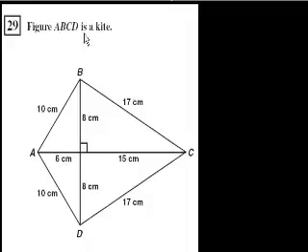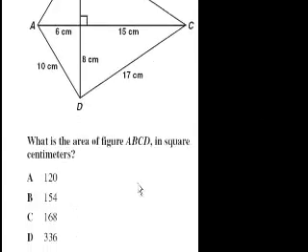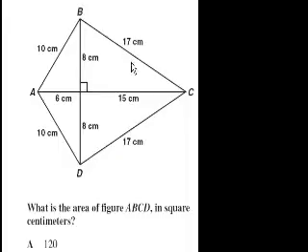Okay. Figure ABCD is a kite. And it looks like a kite. What is the area of figure ABCD in square centimeters? Well, everything they're giving us is in centimeters, so if we just stay in centimeters, we won't have a problem. So what's the area of this? We just have to figure out the area of each of these triangles, right? And what's the area of a triangle? The area of a triangle is equal to 1/2 base times height.